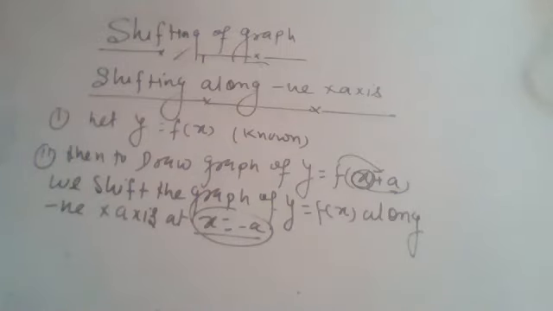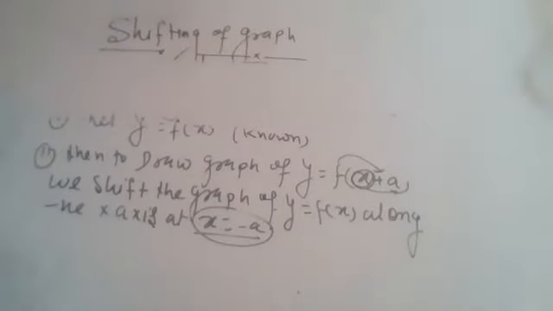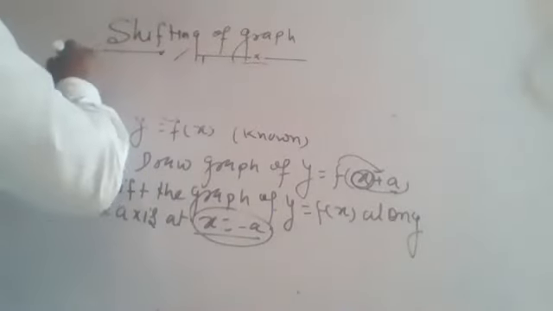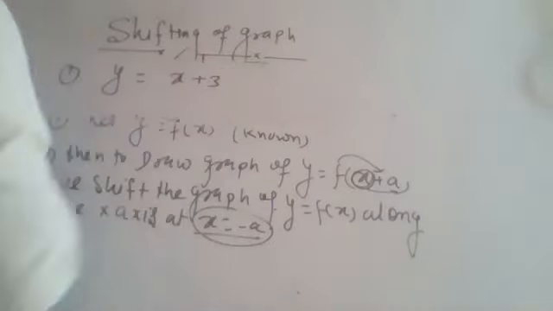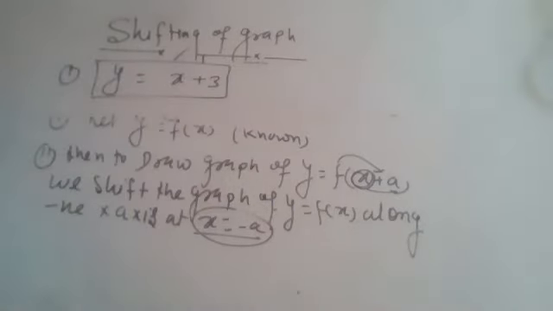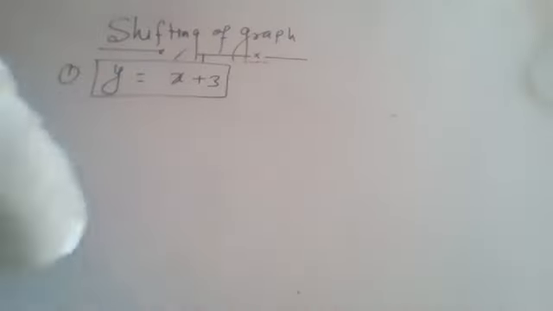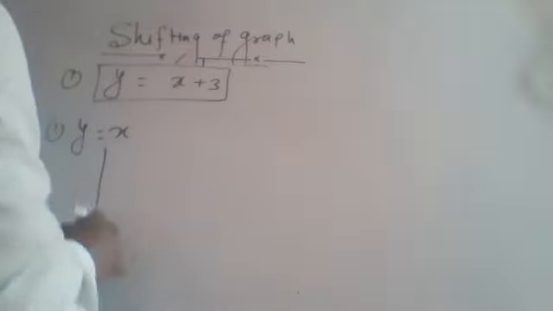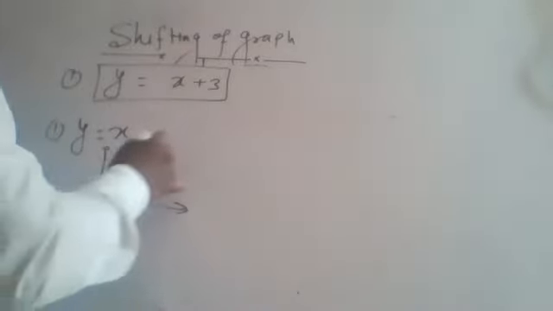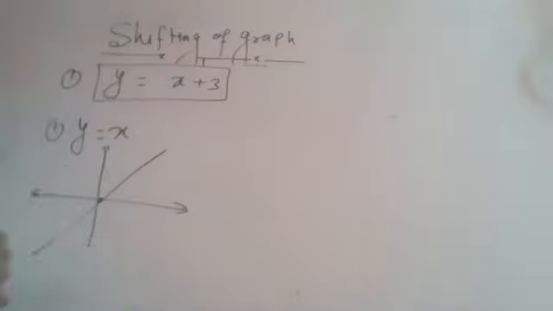Okay, students. So just see, let me draw the graph of this one. First example: y is equals to x plus 3. Just see this one. Your variable is x and constant is 3. This is going to be added into the variable. When the constant is added into the variable, then first of all, we have to draw the basic graph. Basic graph is y equals to x. So first of all, we have to draw the graph of y equals to x onto your copy. Draw it. This is the graph of y equals to x passing through the origin.